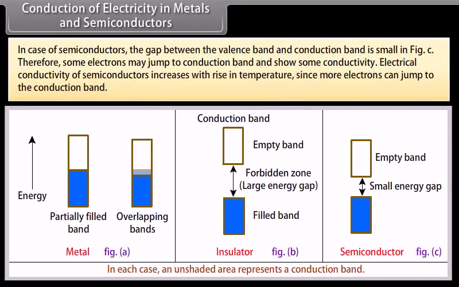In the case of semiconductors, the gap between the valence band and conduction band is small, as in figure C. Therefore, some electrons may jump to the conduction band and show some conductivity. Electrical conductivity of semiconductors increases with rise in temperature, since more electrons can jump to the conduction band.